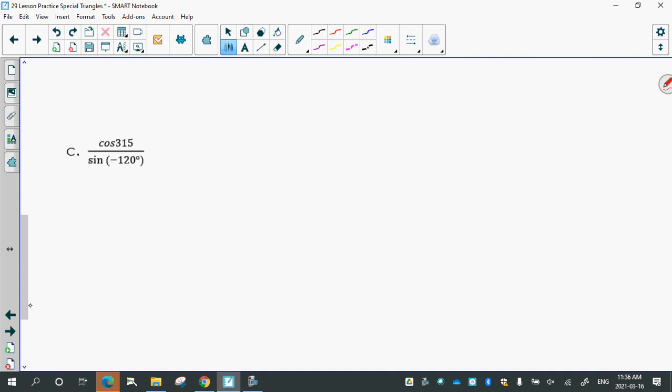So first thing I would do for this one is if something's not a principal angle, I would turn it into one. So I'm happy with the 315 because it's between 0 and 360, but I'm going to change sine of negative 120 to a positive angle. So negative 120 plus 360 is 240. And now I go and make my 2 diagrams.